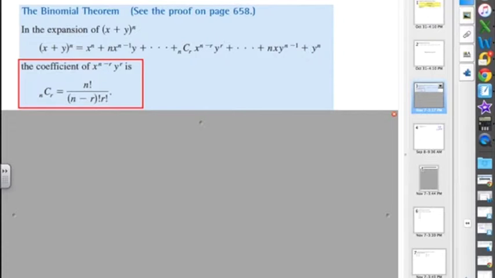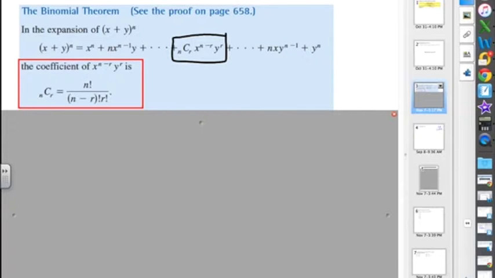Now, notice this general term that they give us right in the middle. If you're going to memorize any one thing about this, that's going to be the thing to memorize, because that's the key or the template to getting all of your terms. Okay? Let's recognize a couple of things about this.